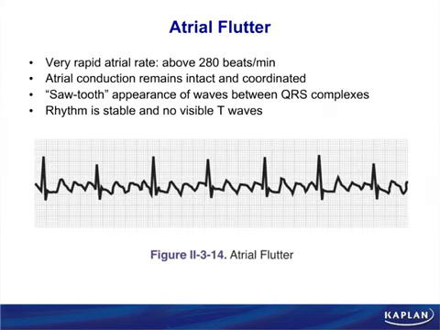Next, this is an example of what we call atrial flutter. Now, atrial flutter is a very fast atrial rate, above 280 beats per minute. But we still have normal coordinated conduction. It's just we're going really, really fast. So we have atrial conduction and coordination that's intact. All right, now, what are we doing? Rate, rhythm. We have a steady rhythm.